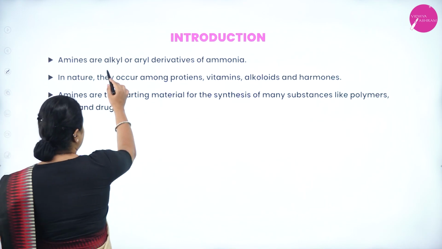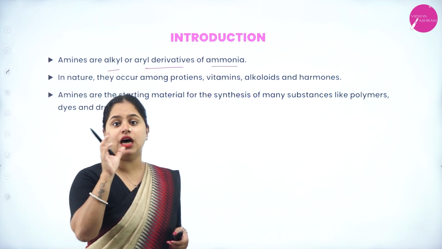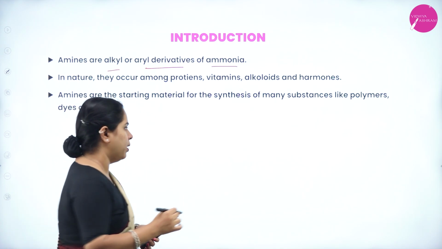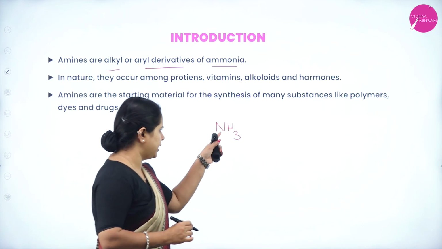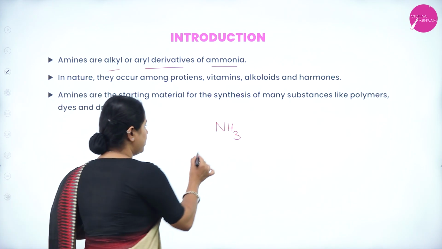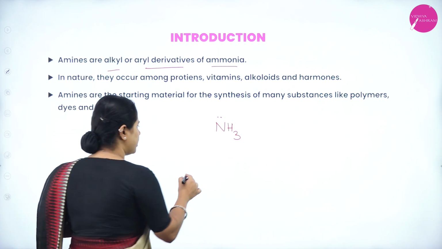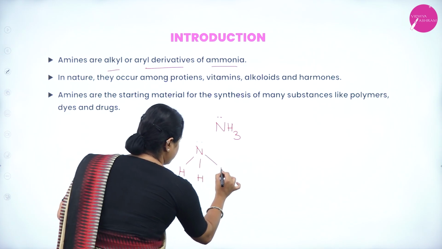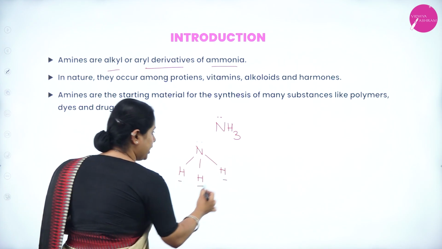Amines are alkyl or aryl derivatives of ammonia. So the main person here is ammonia. The alkyl or aryl derivatives of ammonia are called amines. So what is ammonia? NH3 is ammonia, right? In NH3 there are 3 hydrogen atoms, and there is a lone pair of electrons on the nitrogen atom also. You have already studied the structure of ammonia in class 11 itself, right? So this is the structure of ammonia. Here you can see 1, 2, 3 hydrogen atoms.